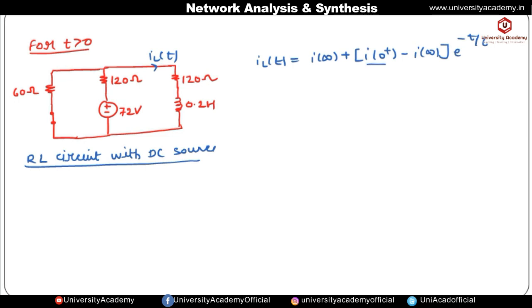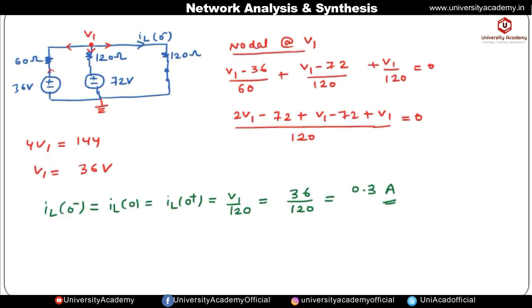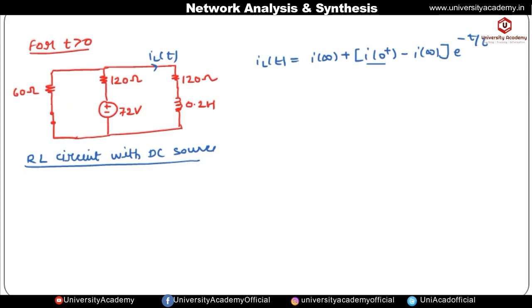Okay, and I of 0 positive we have already calculated, it is 0.3 ampere. So the value of I of 0 positive is 0.3 ampere. Suppose this is equation 1. This equation was only valid for the DC source and step input, and this network is containing DC source, so we can use this formula. Now let us find out the value of I of infinity.